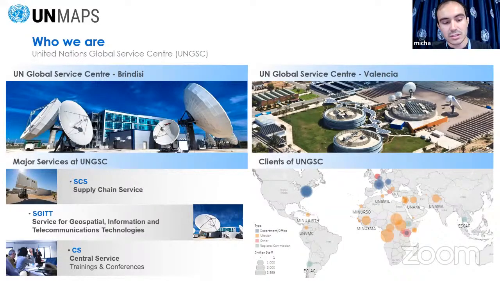We have the SGIT, that is the Service of Geospatial Information and Telecommunication Technologies. That is the service in which I'm working as well, and it is providing geospatial and information technology services to the peacekeepers. And then we have the central service that is more the management of the logistic base. So our clients are mainly from all over the world. They are the peacekeeping missions, but we have also other departments of the UN. They are mainly based in Africa, but we have some missions also in Europe, also in South America, a few, and some in Asia as well.